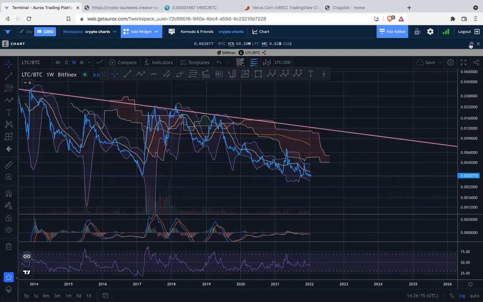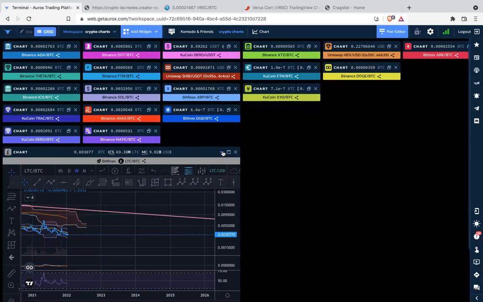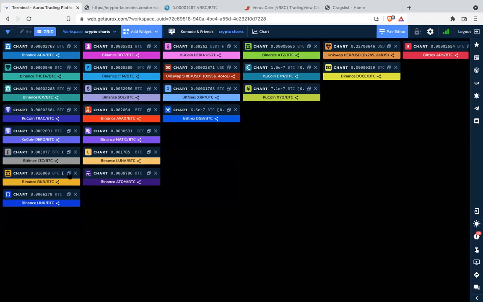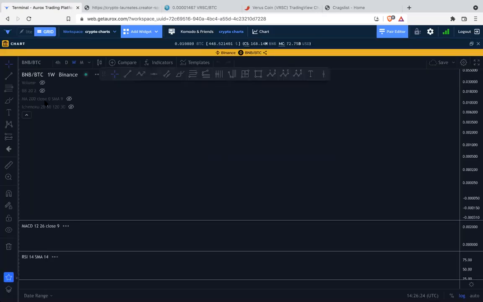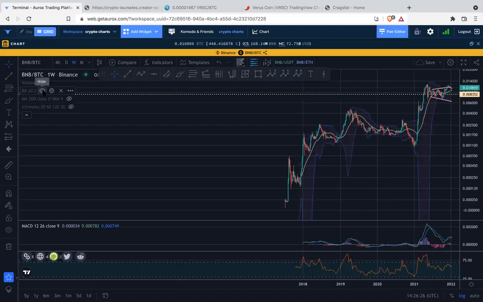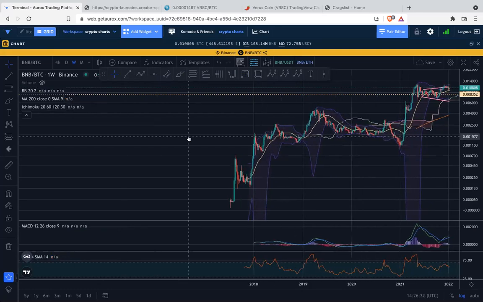Okay, I'm moving on from the Litecoin price chart, and we are going to BNB. What's happening on BNB this week? Let's enable the Bollinger Band, let's enable the moving average 200, and let's enable the Ichimoku cloud.